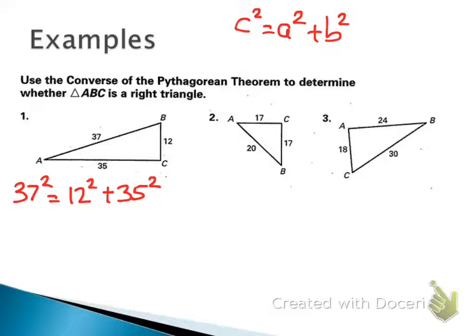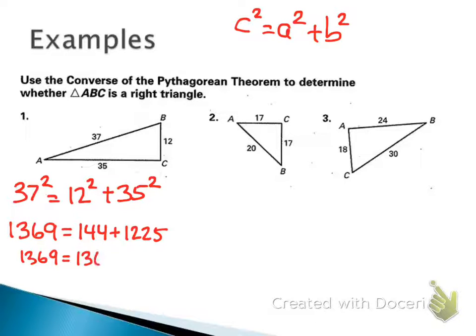What is 37 squared? Very good. What is 12 squared? What is 35 squared? 1225. Good. If you want to do this whole side on your calculator, that's fine. I don't really need to see this step, but what do you get when you add those together? Yeah, you get the same thing. So is this a right triangle? Yeah, so I'm just going to say yes, right.